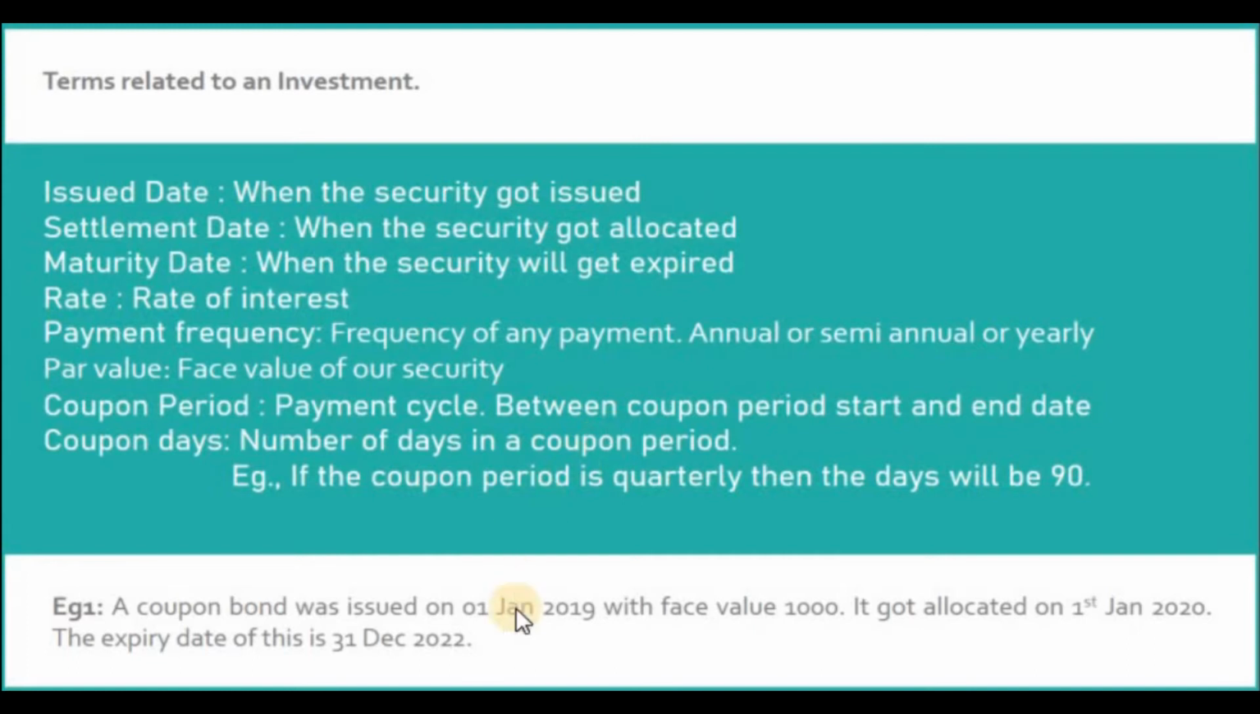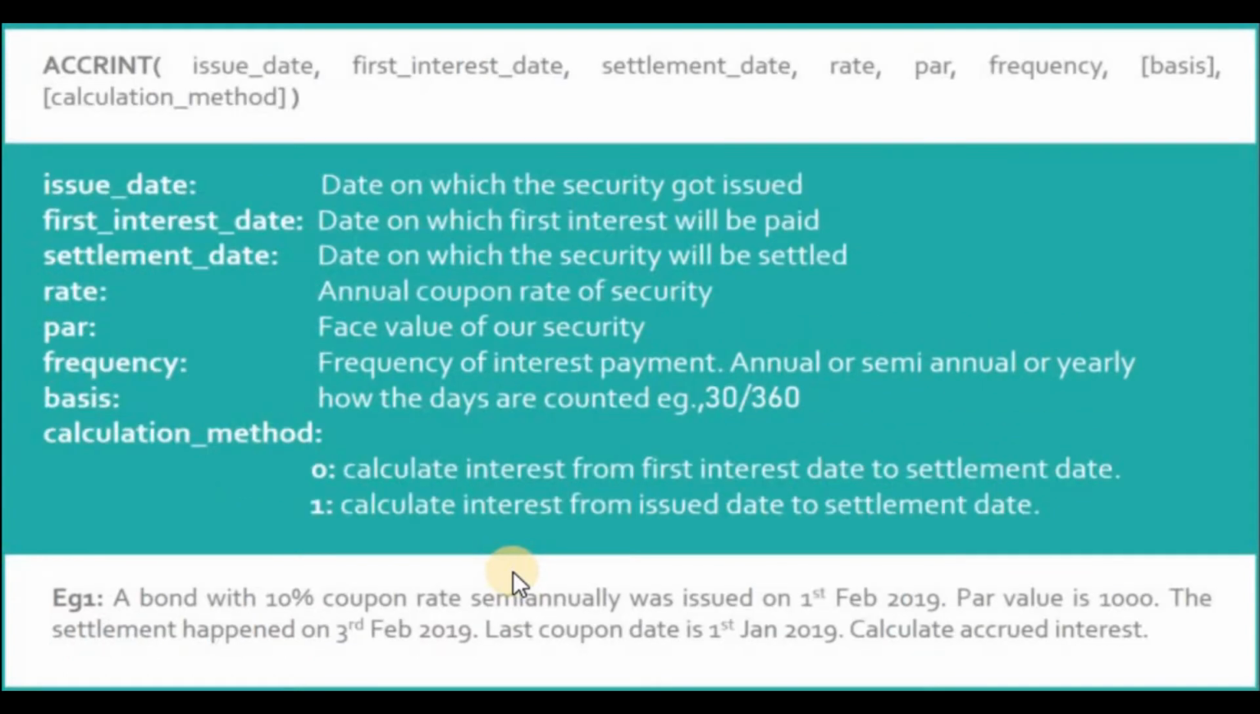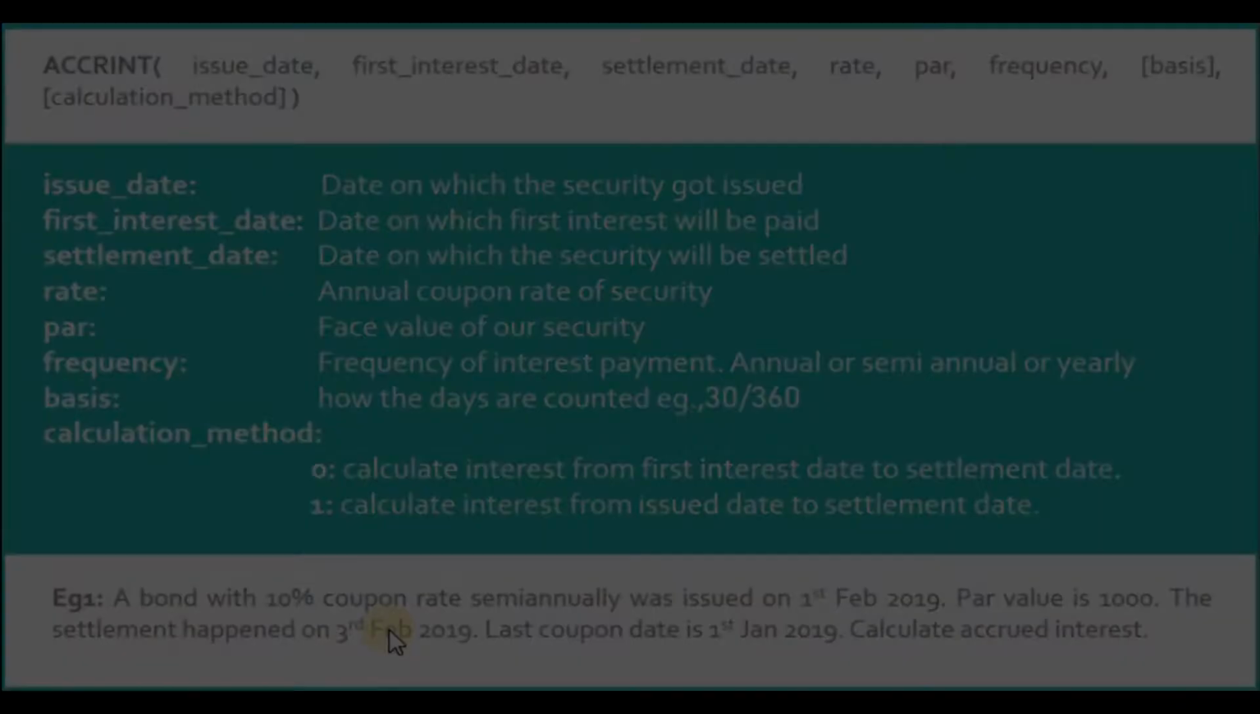Here we have an investment. I want to calculate the accrued interest for this investment. How can I do that? We have a formula called ACCRINT. This is syntax. Here we have arguments called issue date, first interest date, etc. We'll see this in our example.